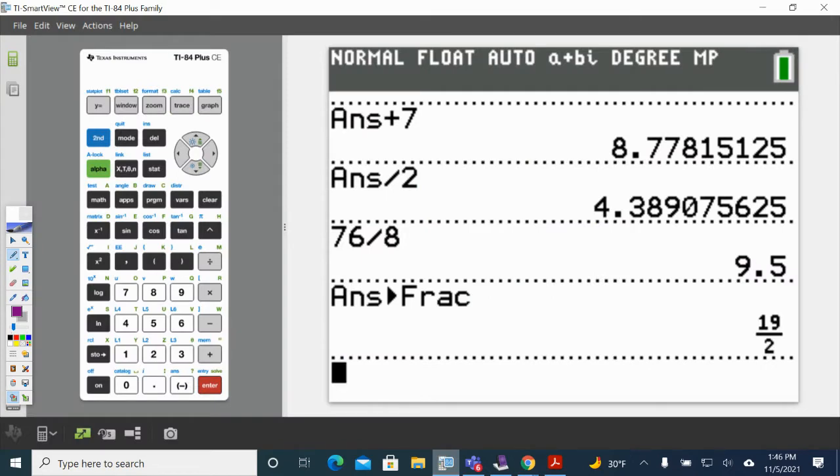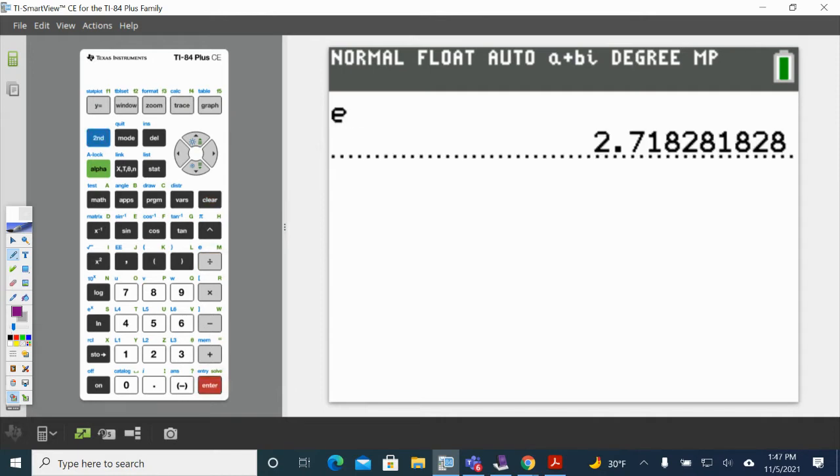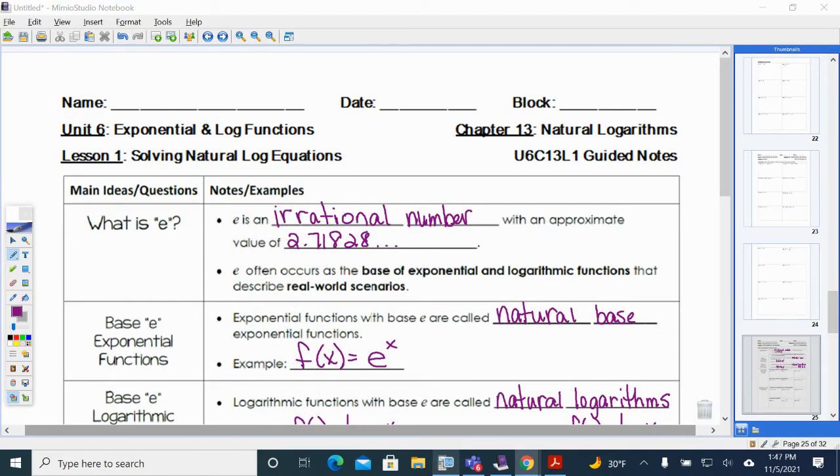2.71828. Let me show you. E can be found by hitting second divide. So there's e, and the calculator stores a little bit more than just 71828. 718281828. Not sure what those next few numbers are. You would almost think that it's repeating, but it does not repeat. This is an irrational number. So remember that with irrational numbers, they do not have a repeating pattern and they never end.